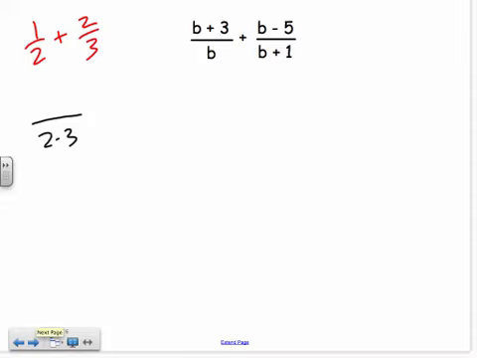Right? And so what I do is, to get 1/2, I'm going to need to multiply by 3 to get it to its common denominator. So I've got to do 3 over 3. In the 2/3, I've got to multiply the bottom by a 2 to get it to a 6. So I multiply by 2 over 2.